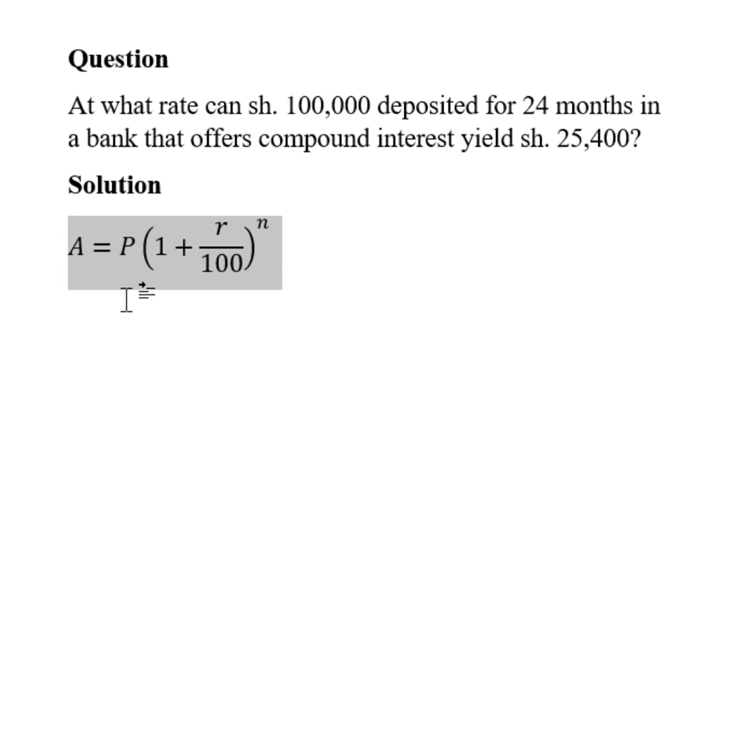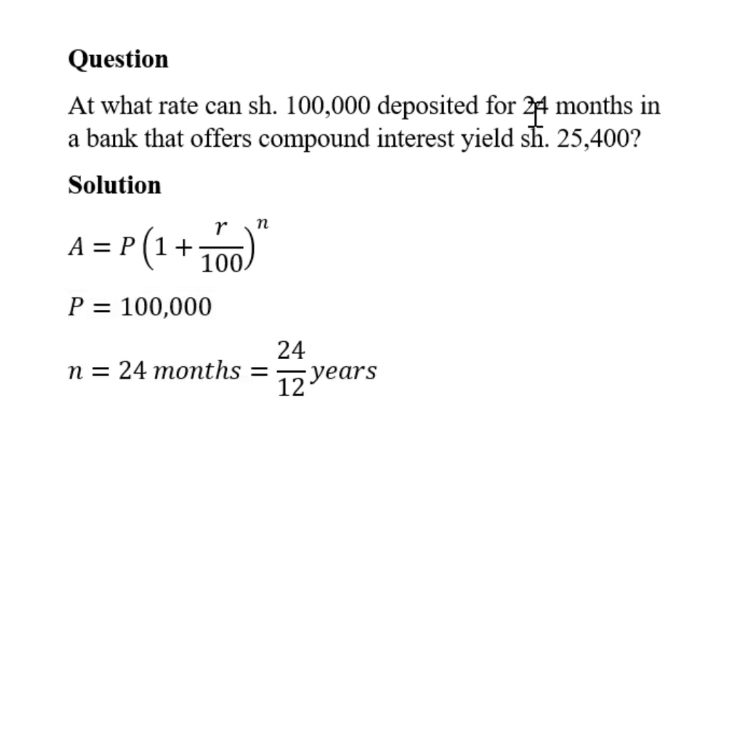So having identified the formula, we need to identify the quantities that we are given here. The first one is 100,000 shillings. That is the principal, because this is the amount that will be deposited. And then we have been given 24 months. This is our n. But remember, we need to get the rate normally in terms of per annum. So that means we need to change these months to years, and that's why we have divided by 12. And this gives you 2 years.